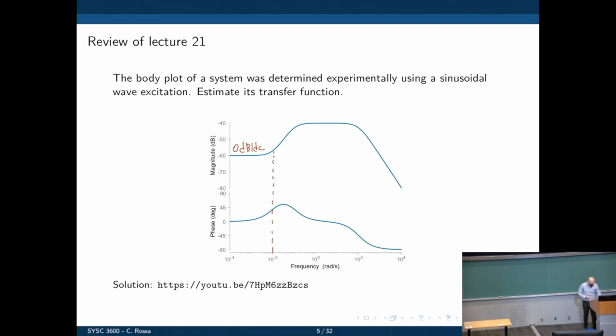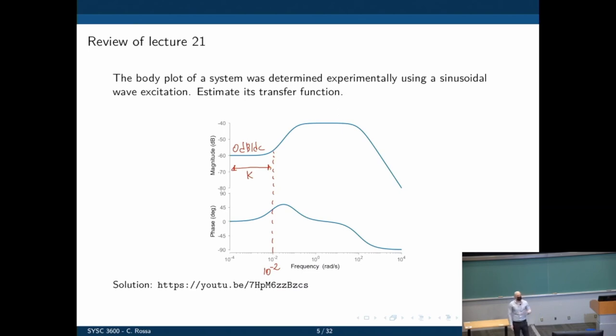Up to something around 10 to the power of negative 2, in this area, we only have a gain. Let's call that a gain K. What happens now that you are moving towards the higher frequencies? What happens when you reach 10 to the power of negative 2 radians per second?